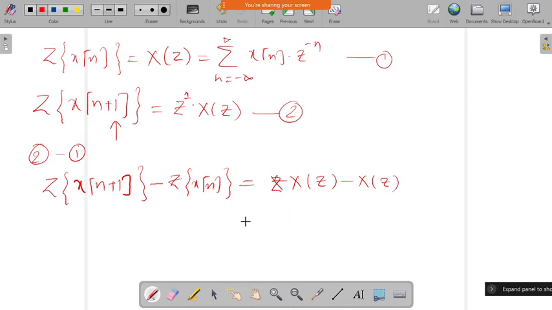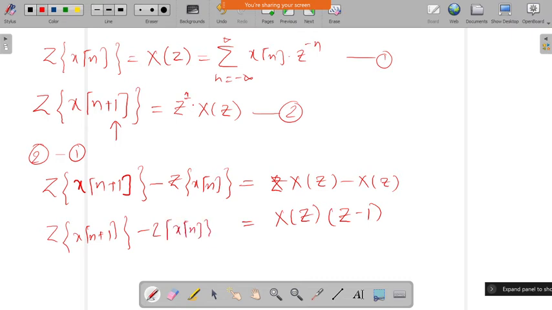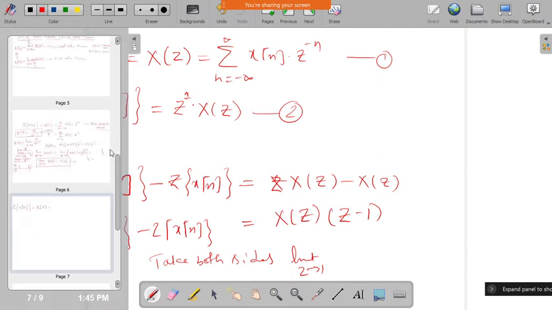If I take X(z) common, we are going to get (z minus 1) X(z), and on the other side the z transform of x[n+1] minus the z transform of x[n]. Now I will take the limit on both sides, z tends to 1. So what are we going to get? I will take it on the next page.